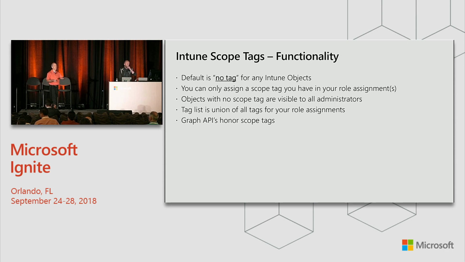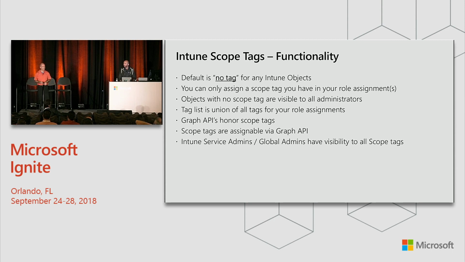So even for all of your PowerShell, for all of your reporting, anything that you're doing for Graph, scope tags are going to filter that list for you too. So it's not just a UI thing. If you want to assign scope tags, just like Dave showed, you can also use the Graph API to do the assignment of scope tags.